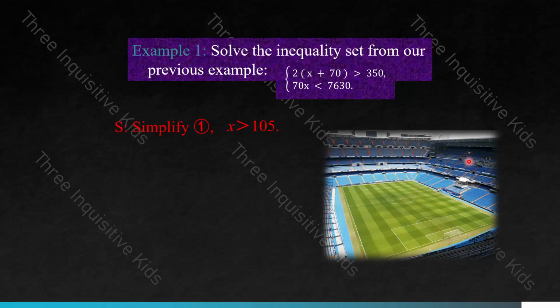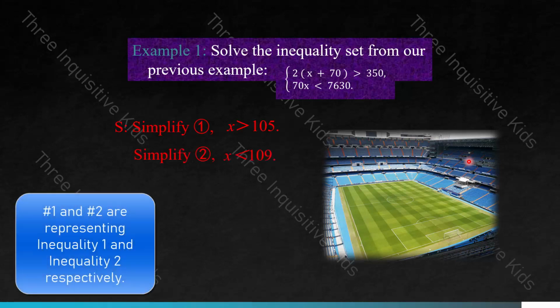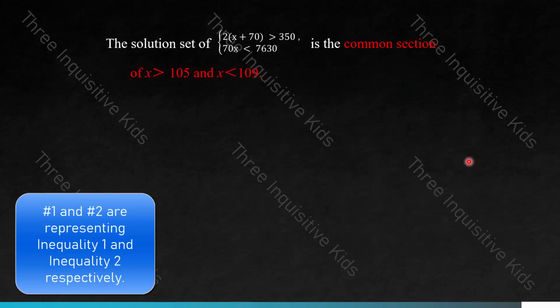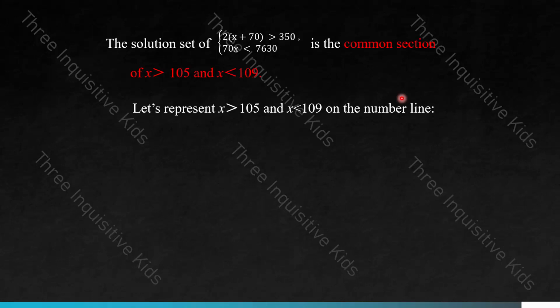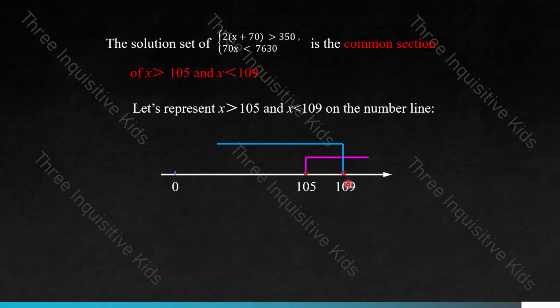So simplify number 1 and you have x is greater than 105. Simplify number 2 and you have x is less than 109. So the solution set of this set of inequalities here is the common section of x is greater than 105 and x is less than 109. So let's represent these two inequalities on the number line. So we have 105 here and 109 here.